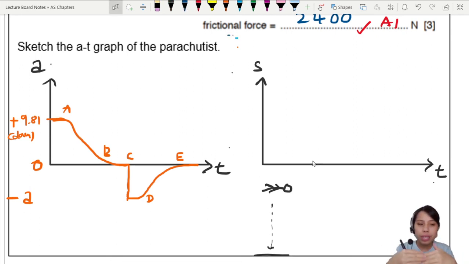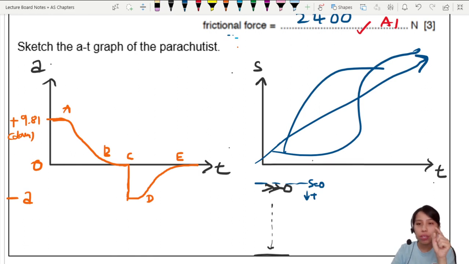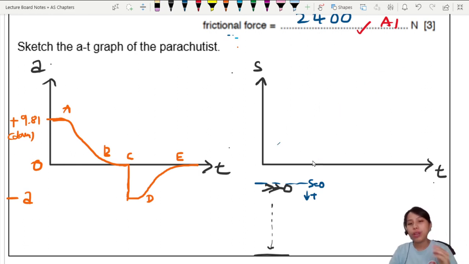So we know that throughout the entire journey, if we say the top part here is 0 displacement and we go down is positive displacement, you will get further and further away. So the graph, whatever shape it should be, should increase. Maybe like this, maybe like this, I don't know. But it should increase all the time. You are always going away from the 0 reference point.